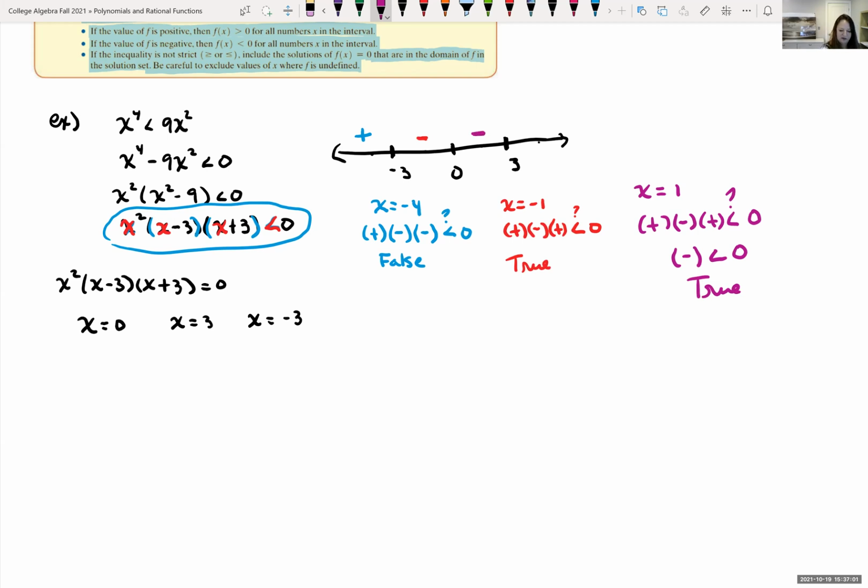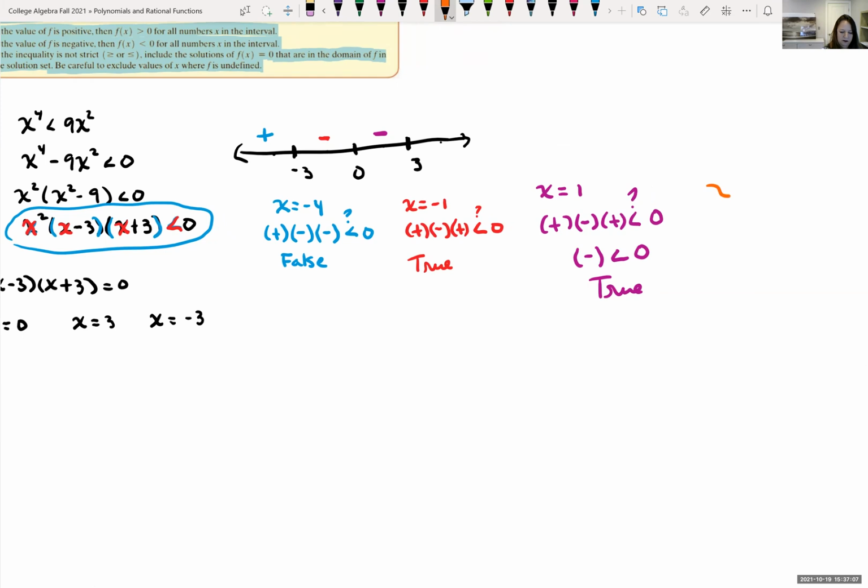x equals a number bigger than 3. So how about x equals 4? Well, 4 squared is positive, 4 minus 3 is positive, and 4 plus 3 is positive. So multiplying all positive numbers together, there's no way to get that less than 0. And so this is false.